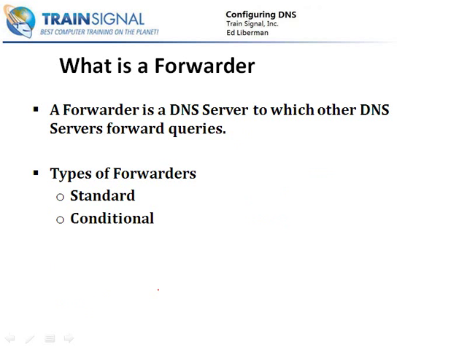So what is a forwarder? A forwarder is a DNS server to which other DNS servers forward queries. Now there are two different types of forwarders, and in actuality there's kind of a third kind here. I'm going to write it in here. If you can read my handwriting, the third one here would be called root hints. We'll take a look at root hints when we go back and look at our server.